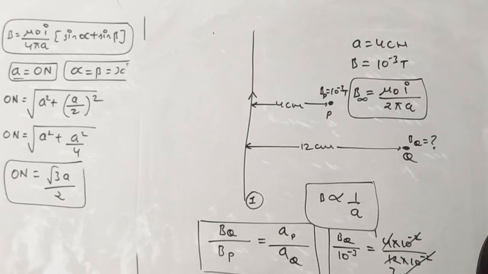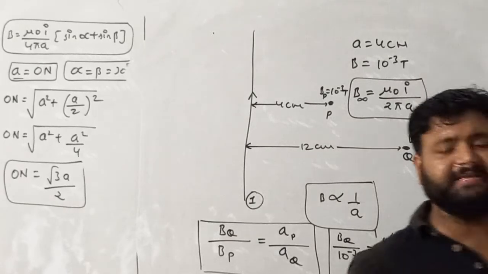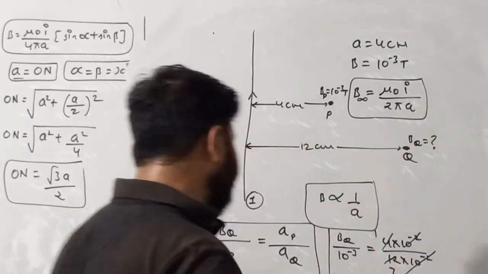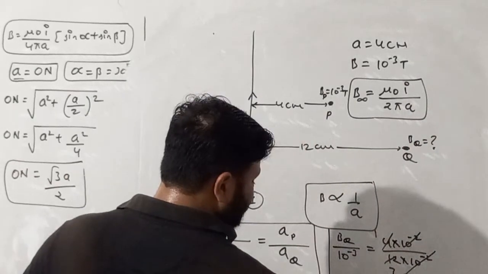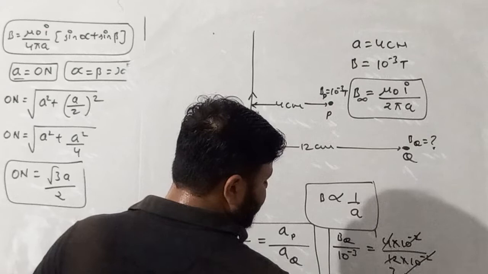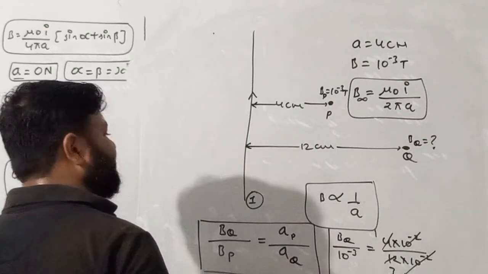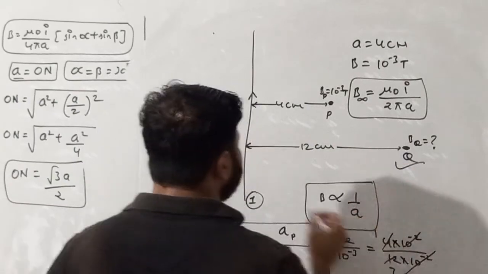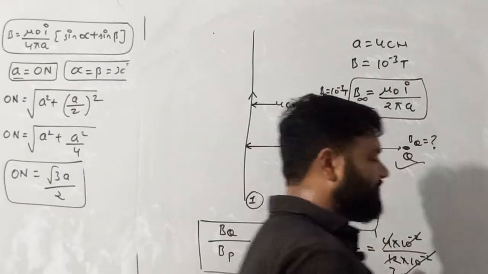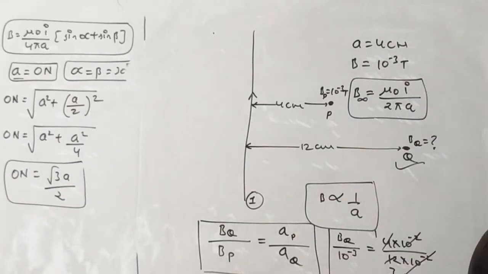Try to solve by your own. So the answer is 3.33 into 10 raised power minus 4 Tesla. This is the value of magnetic field at point Q, which is 12 centimeter apart from this wire. Moving forward, write down next question.